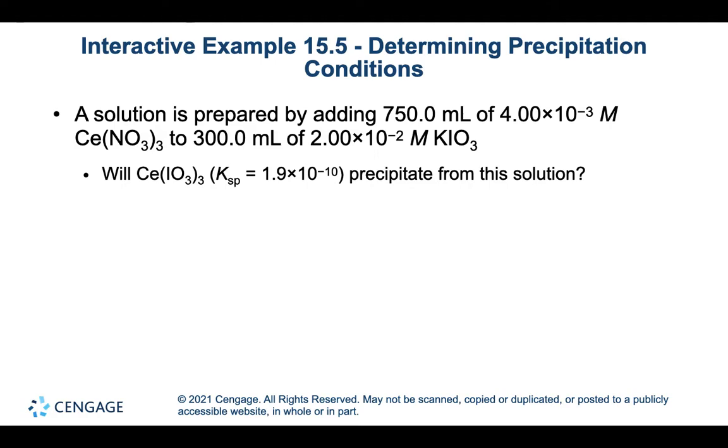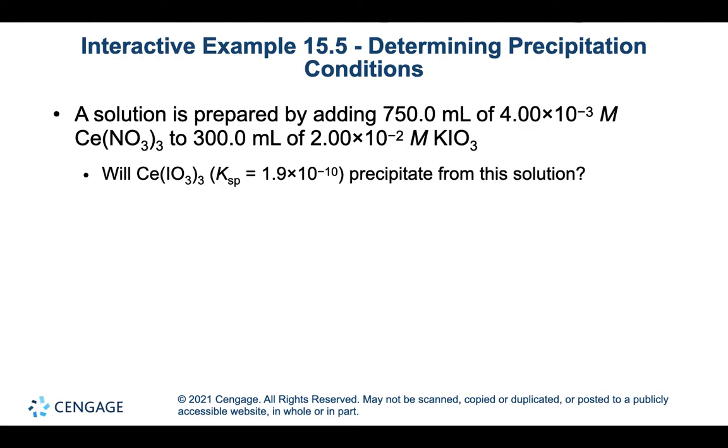So let's do an example of this. A solution is prepared by adding 750 milliliters of 4 times 10 to the minus 3 molar cerium 3 nitrate. I would not worry about the nitrate in this particular example because nitrates we know have very high solubilities, but the cerium plus 3 ion might form a precipitate with the negative ion from the second half of the mixture. The second half of the mixture is we're going to add to this cerium nitrate 300 milliliters of 2 times 10 to the minus 2 molar KIO3.